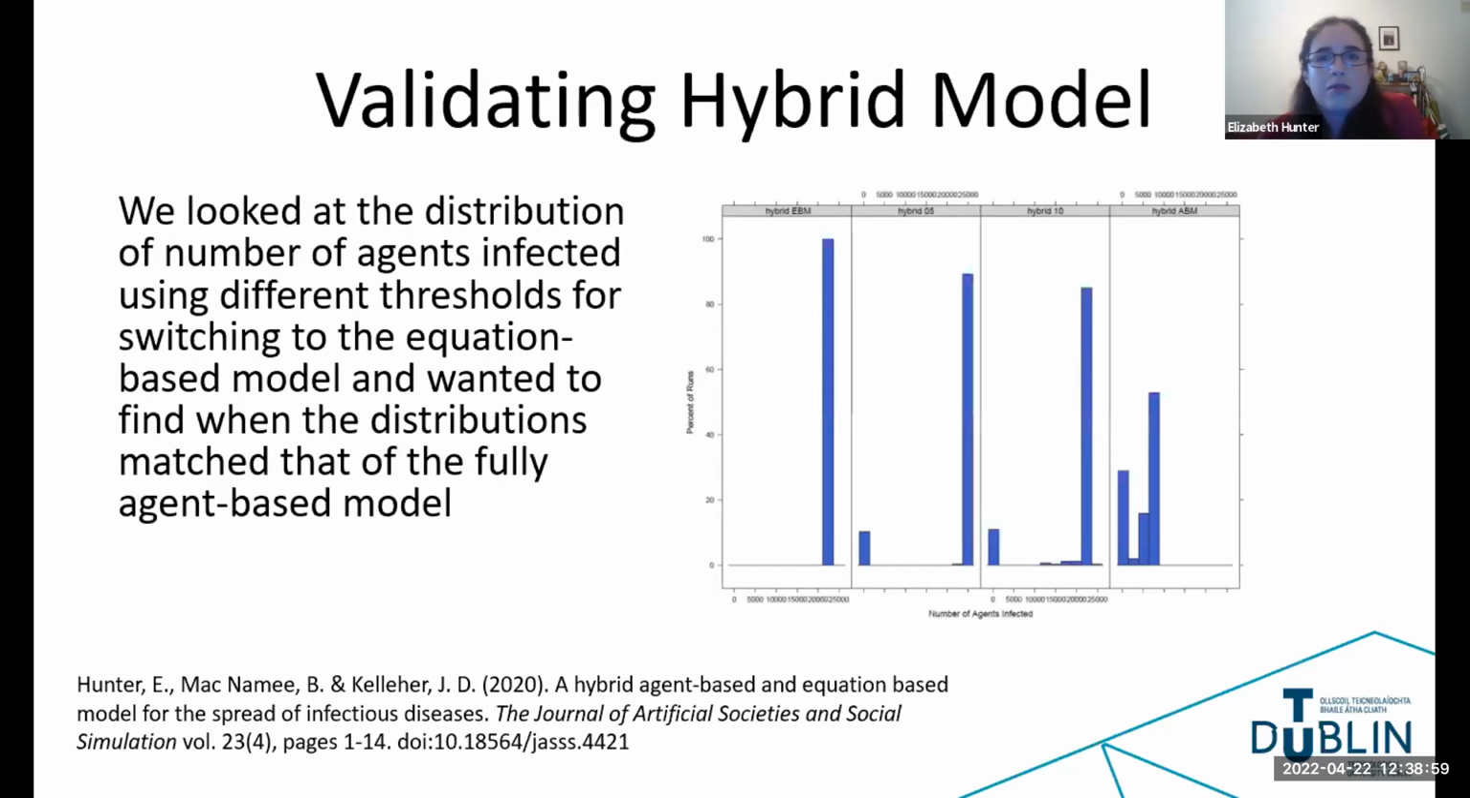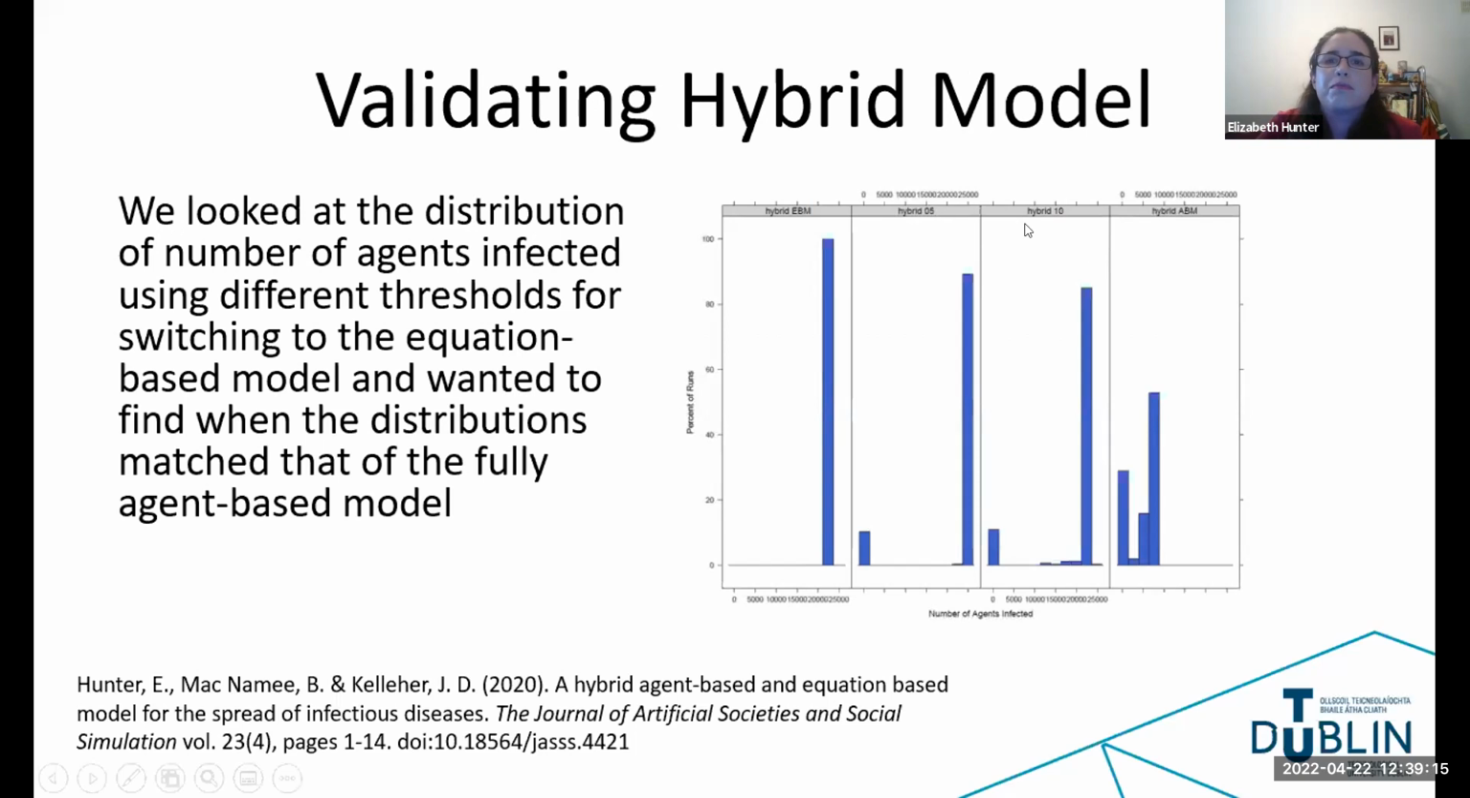And so we wanted to validate our model. One of the first things we did is we looked at the distribution of the number of agents infected using different thresholds for switching to the equation-based model. And we want to find which distributions match the fully agent-based model. So the model that we're comparing to, our gold standard, is the fully agent-based model.